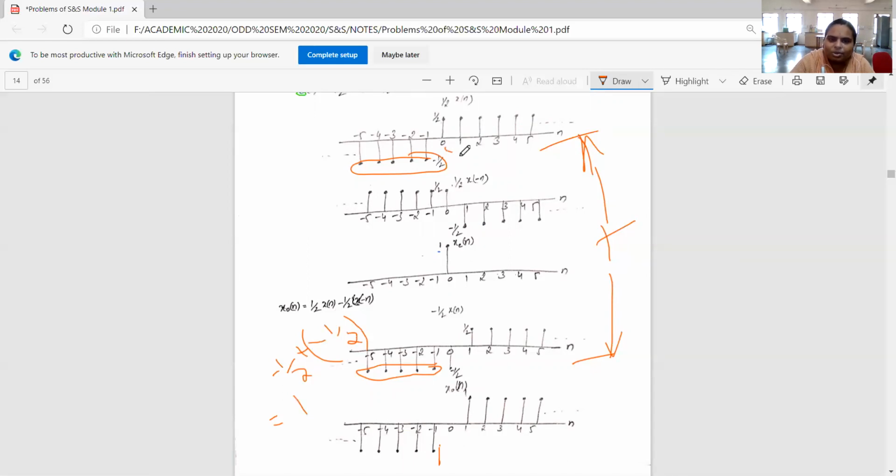And at the 0th position, here it will be 1 by 2. And at 0, here it is minus 1 by 2. Plus 1 by 2, minus 1 by 2, it will be 0. For that reason, you will not get any sample here. It will be 0 only.